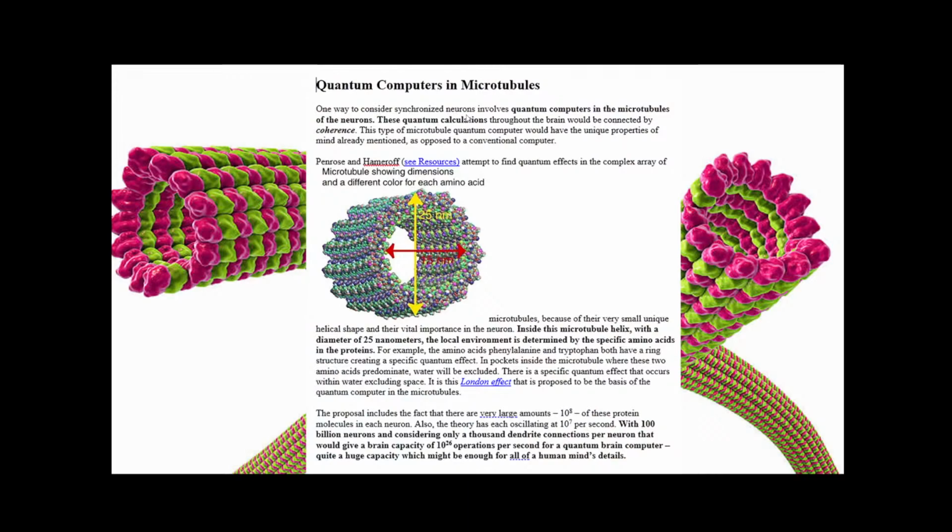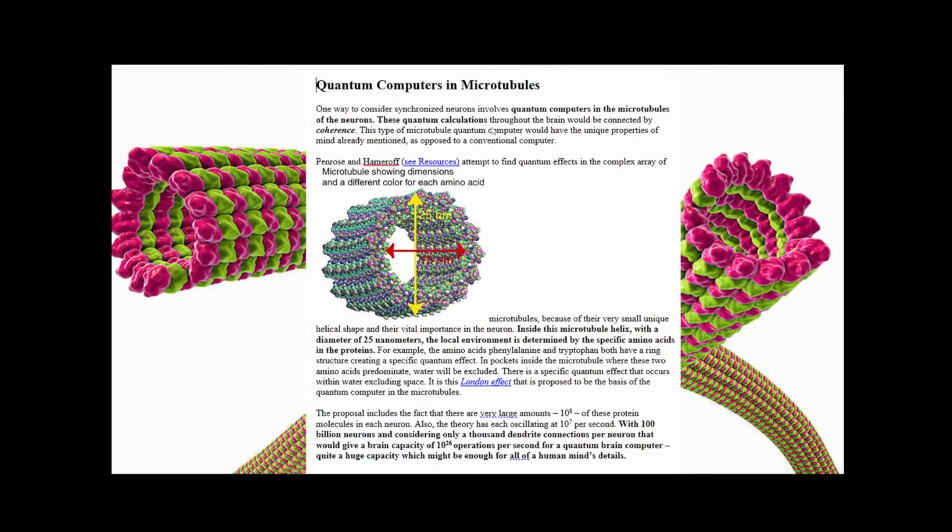So one way to consider synchronized neurons involves quantum computers in the microtubules of the neurons. These quantum calculations throughout the brain would be connected by coherence. And coherence means that they're firing together, they're synchronized up, right? Just like we see in the grand universal law of coupled oscillators, where things want to resonate together and dance to the same drum beat because it saves energy to do so. It's a path of least resistance. These quantum calculations connect neurons in coherence because it saves energy to do so.